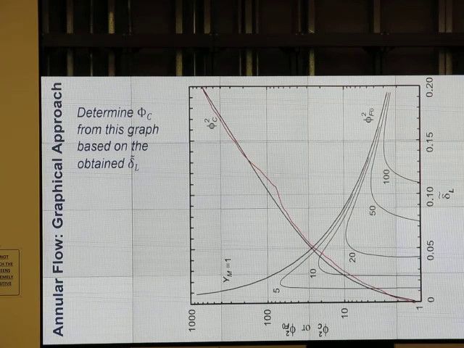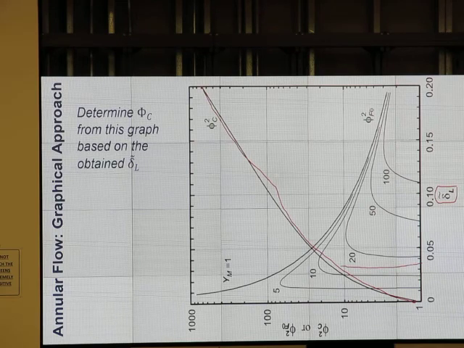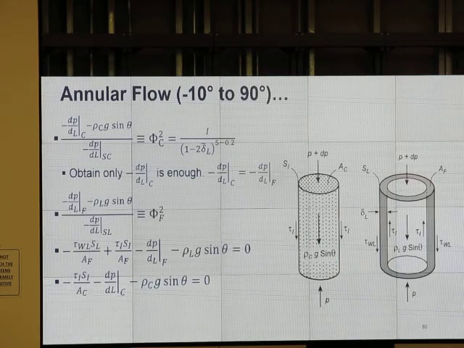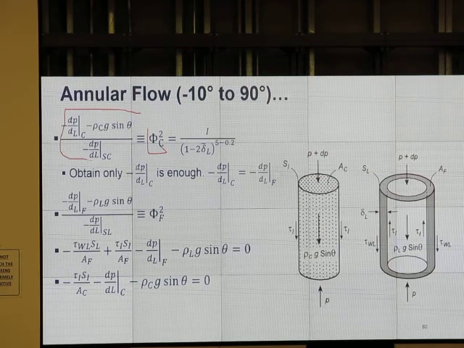phi_c squared. Read the dimensionless film thickness, 0.035, go up, that line, go down, and read phi_c squared. Take the square root, then we get phi sub c. Okay. So phi sub c will be, phi_c squared is that term. See this?